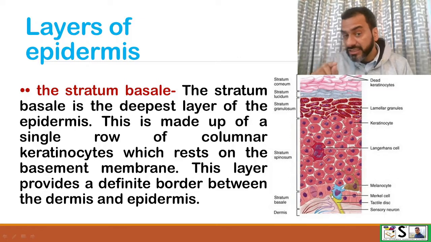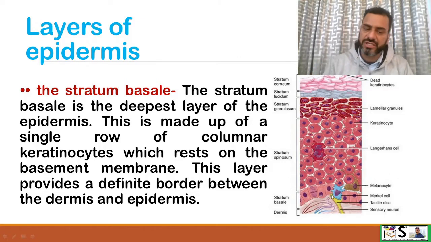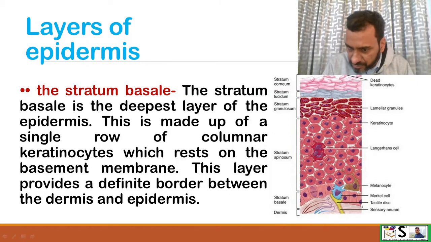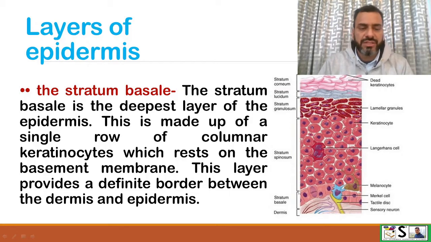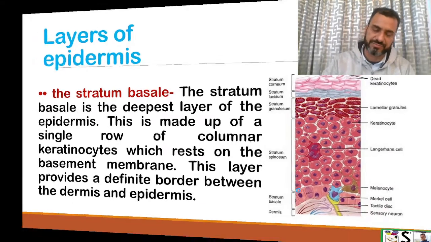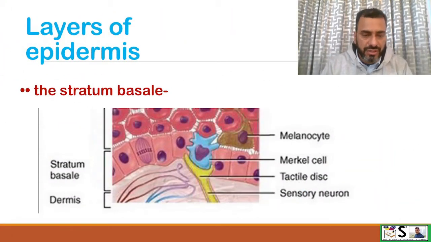And these cells are keratinocytes, which rest on a basement membrane. So there will be a basement membrane, and then keratinocytes are arranged on it. This layer provides a definite border between dermis and epidermis. Here you can see clearly, this is a larger picture. So this is the basement membrane and these are the keratinocytes. So this is stratum basale.